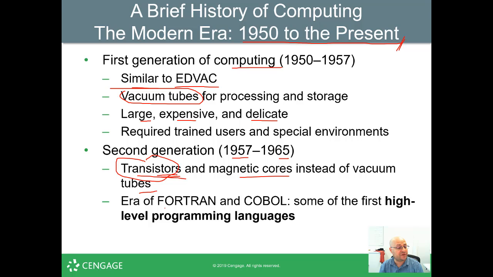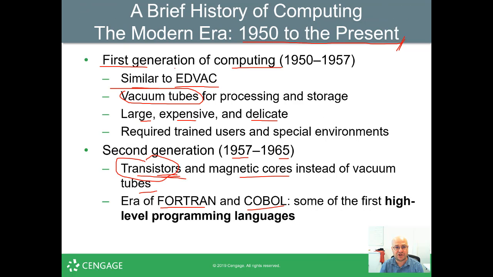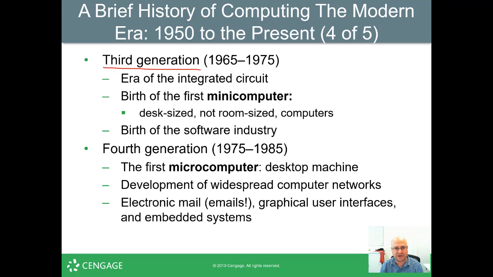This was the beginning of the first proper high-level programming languages such as Fortran and COBOL. The first generation was computers built with vacuum tubes. The second generation was computers built with transistors and had high-level programming languages. The third generation was the era of integrated circuits, and the birth of the first minicomputer. They were the size of a desk, not the size of rooms like the previous generations.